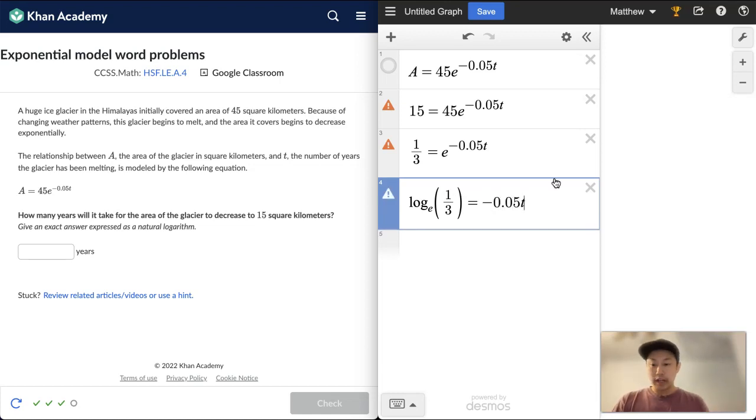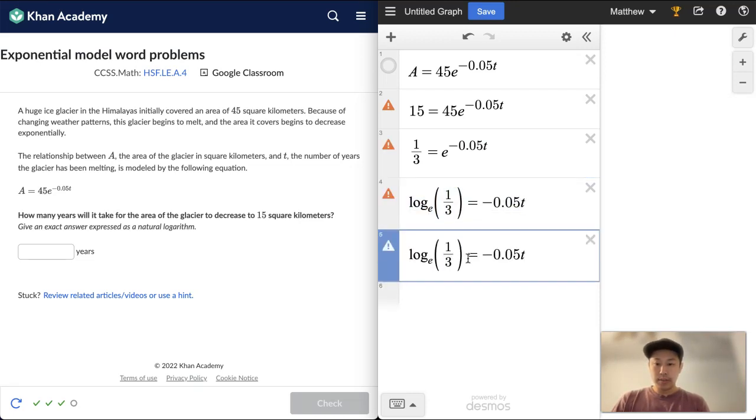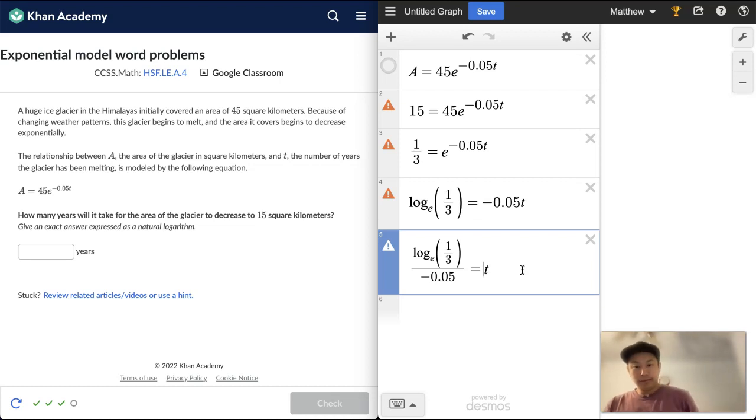Double check your around the world method. Make sure you have the right order. Start with the base of the log. e to the power of negative 0.05t equals 1/3. That's what we have written here. So we're good. Divide both sides by negative 0.05, and that'll isolate t.